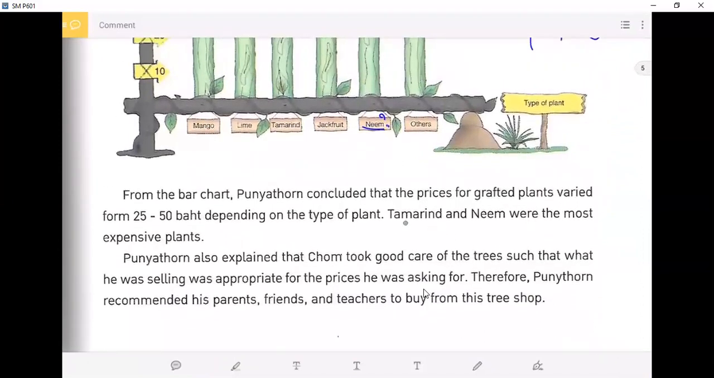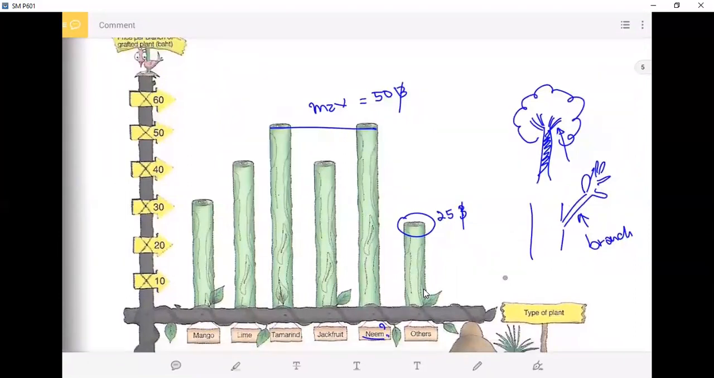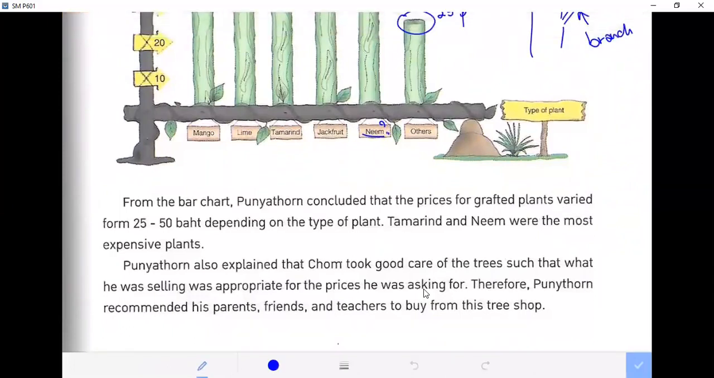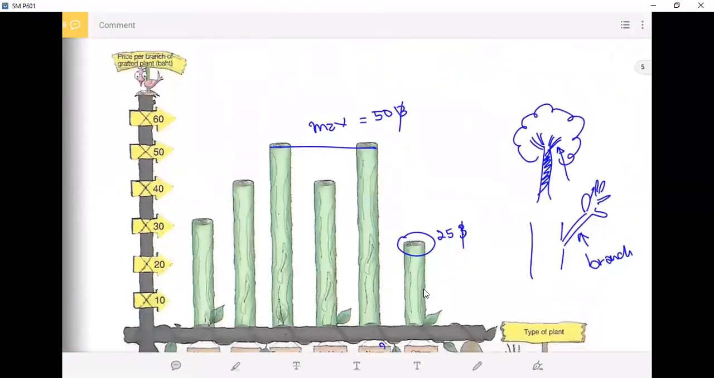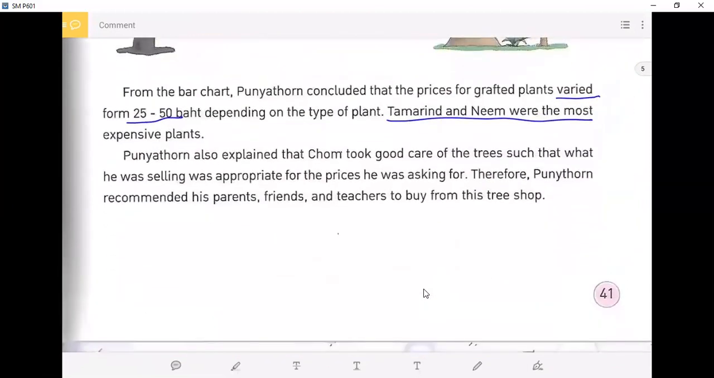It says that tamarind and neem were the most expensive plants. Of course, because that's the maximum. And then if you read on, it says the prices vary from 25 to 50, and tamarind and neem are the most expensive. Vary means it starts from 25 and maxes at 50, and that's the most expensive.